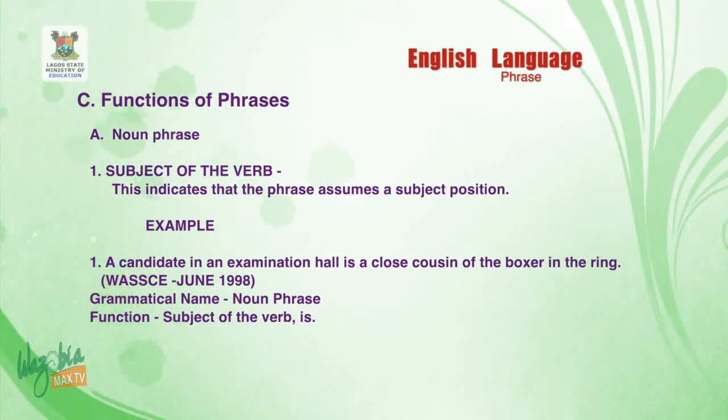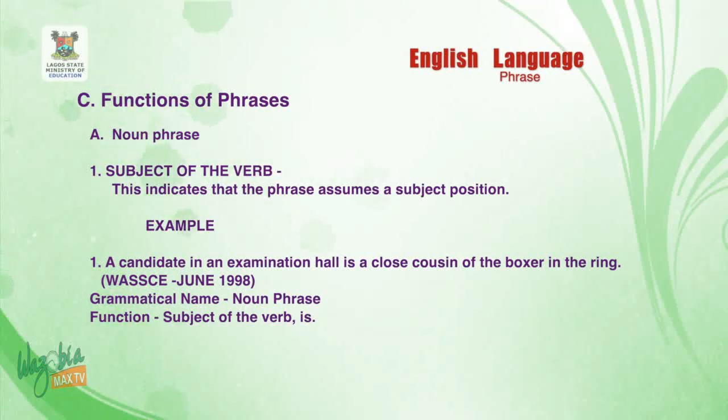Now, a noun phrase has, one, subject of the verb. Let me say it again, subject of the verb. This indicates that the phrase assumes a subject position. Let us consider this example. Now, the example says, a candidate in an examination hall is a close cousin to the boxer in the ring. This is WAEC, June 1998. Now, let us work on this one.